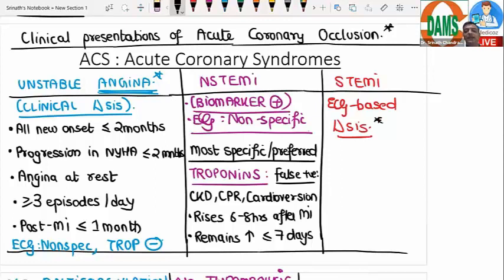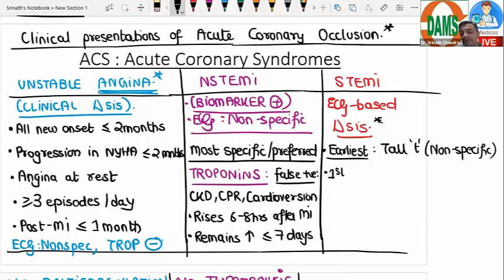So what are the stages on the ECG? Please remember, the earliest feature is the presence of tall T. Unfortunately, they are non-specific to the diagnosis. The earliest feature in the ECG is the tall T, but that is non-specific for the diagnosis.